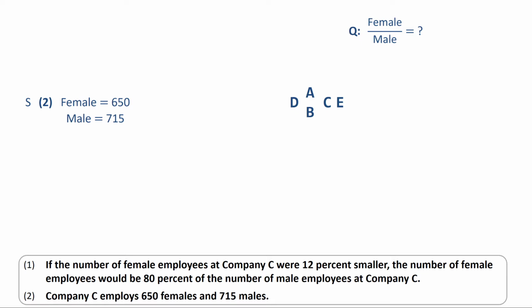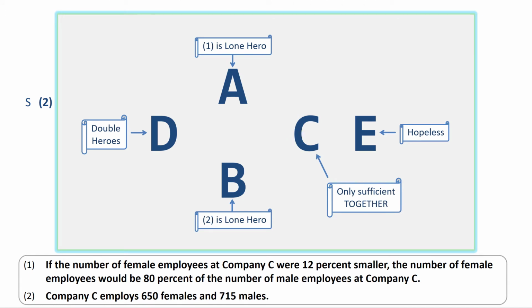Based on this result, which answer choices can we eliminate? Let's expand our DABC grid to check. Remember that in these labels the word hero designates a sufficient statement. D might be right. Double heroes means each statement is sufficient, so D recognizes that 2 is sufficient. B is possible because it also recognizes that 2 is a hero. On the other hand, A is wrong, because when it says 1 is the lone hero, it contradicts the fact that 2 is a hero.